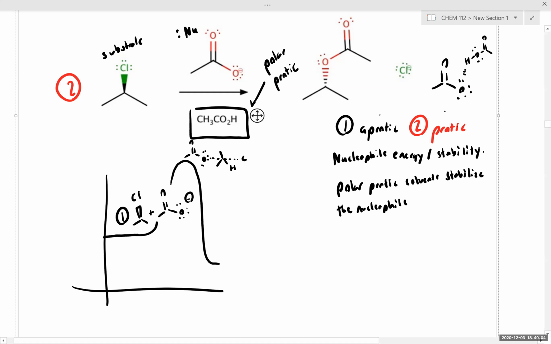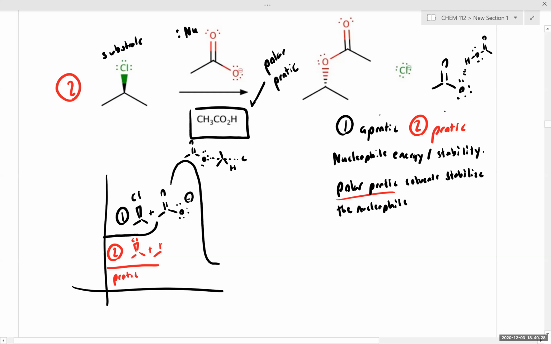Based on this discussion, when we talked about protic solvents, they stabilize our nucleophile. So should I draw my reactants for my protic solvent system higher or lower in energy? Lower, right? So this pathway will be for our protic solvents.